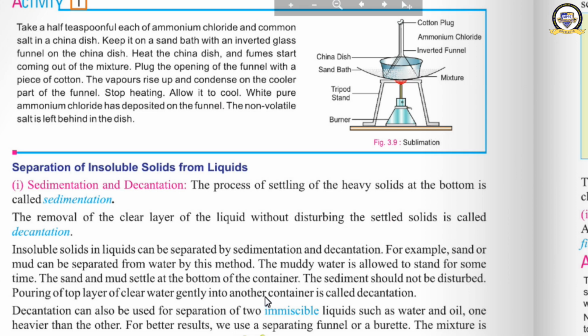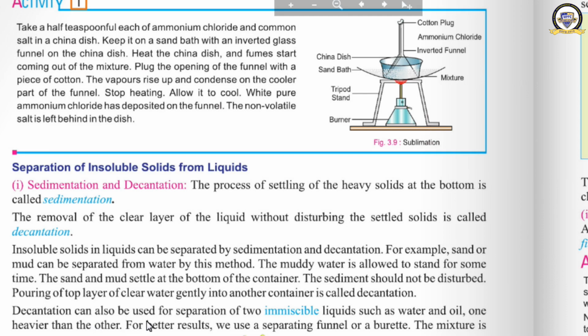I told you just now about the separation of sand from the water, right? The muddy water is allowed to stand for some time. The sand and mud settle at the bottom of the container. The sediment should not be disturbed. Pouring of the top layer of clear water gently into another container is called decantation.